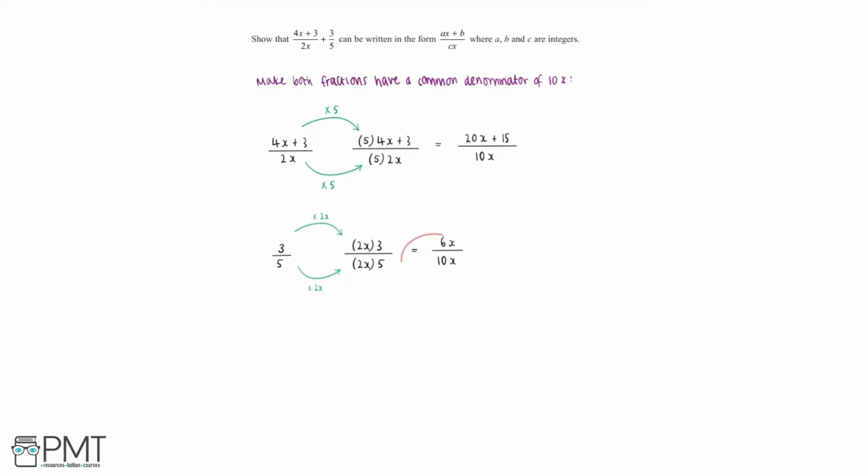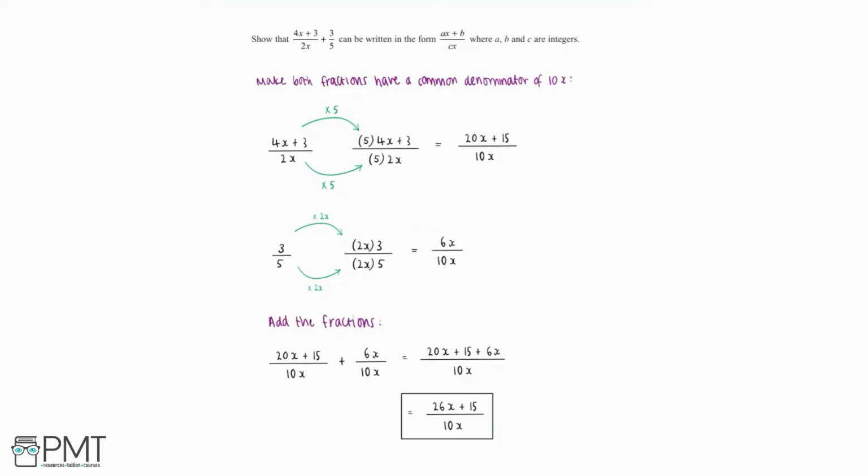Now that our 2 fractions have the same denominator, we can add them together. And so adding the 2 numerators, we have 20x plus 15 plus 6x, all over a denominator of 10x. And we can simplify this further because 20x and 6x are like terms. 20x plus 6x is equal to 26x, and the 15 will stay how it is. So we can simplify this further by saying that 20x plus 15 plus 6x over 10x is equivalent to 26x plus 15, all divided by 10x.